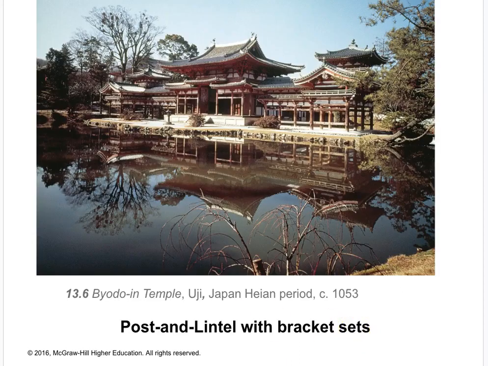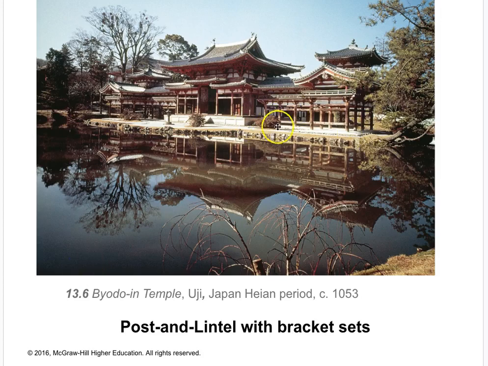And so here's an example of a post and lintel Japanese building with bracket sets. And you can see that gives you that very interesting, graceful, curved shaped roof. It almost looks like it's floating or flipping up on the ends. Actually, I think that is flipping up on the ends. I think it is going up a little higher. I can't tell.